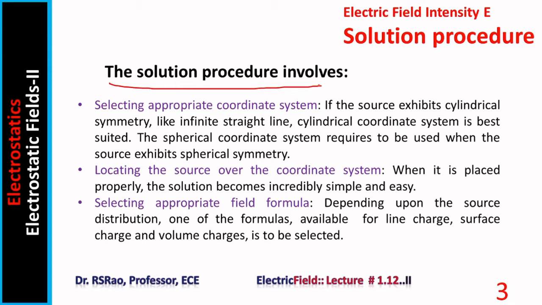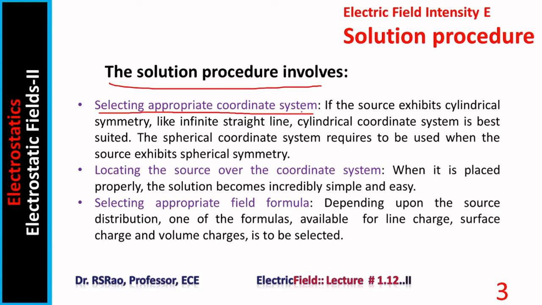They are enumerated here. First step is selecting an appropriate coordinate system. It depends upon the symmetry associated with the source distribution. If the source is an infinite straight line, the cylindrical coordinate system is appropriate. In case of a spherical shell or solid spherical charge, the spherical system is appropriate. It depends upon the symmetry. Then the next step is locating the source over the coordinate system. When it is placed appropriately, the solution becomes incredibly simple and easy.